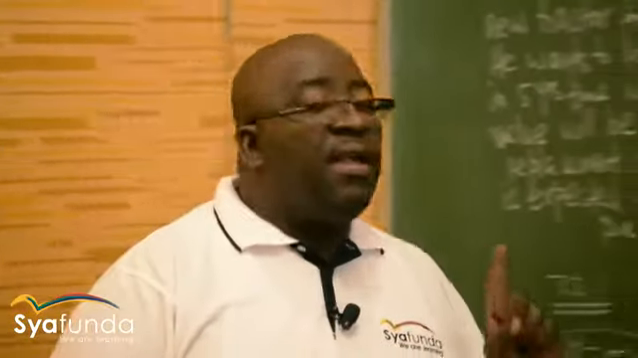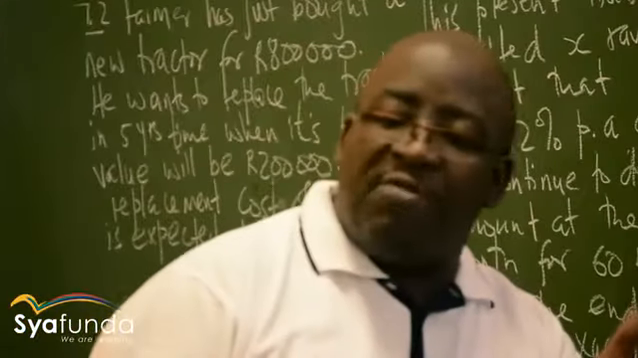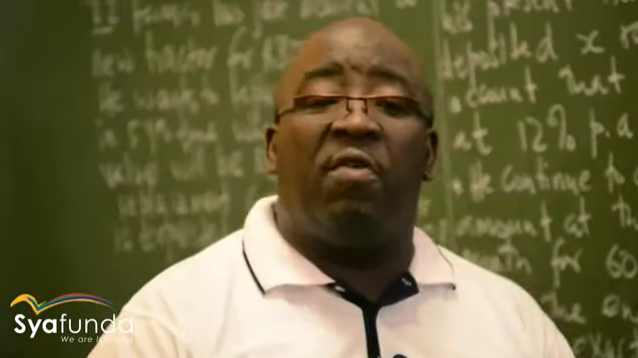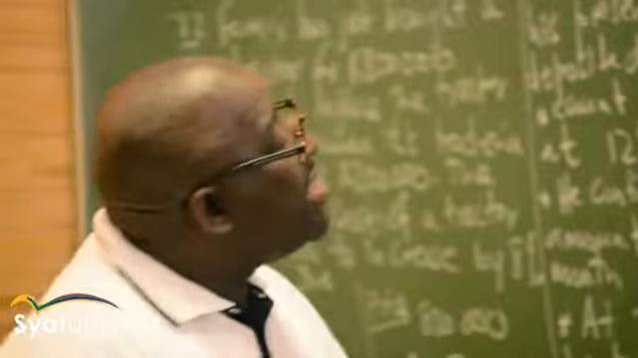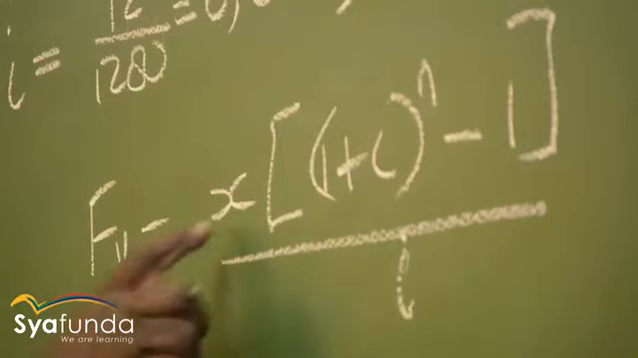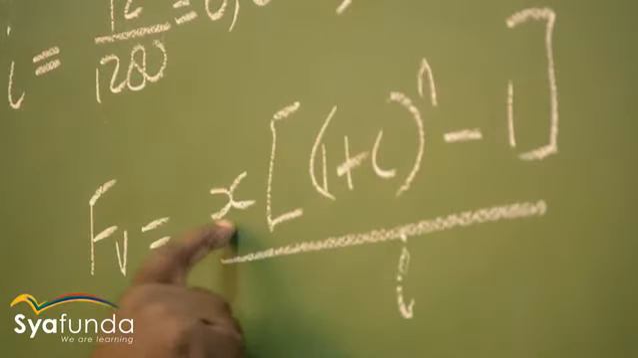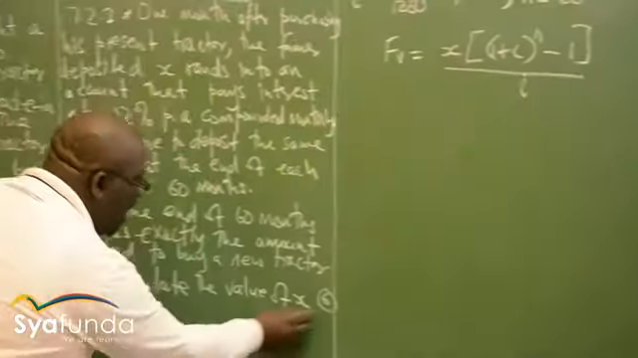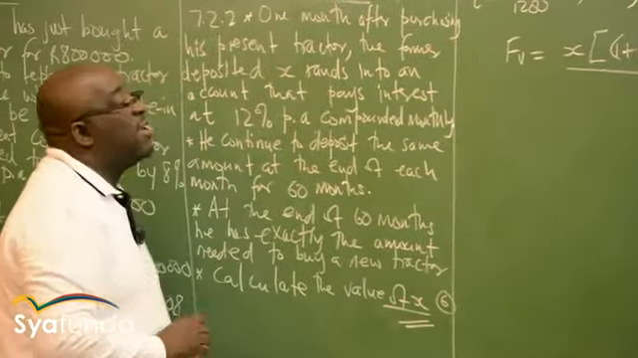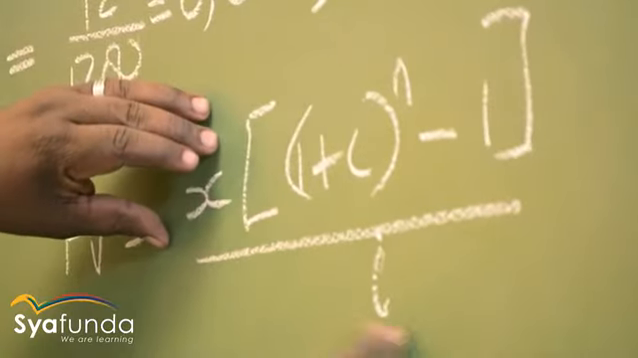Right. It is advisable that when we're looking for X, you just have to go and make the X the subject of your formula. Can we quickly do it here before we substitute? If we want to make X the subject, how can I get rid of everything here and only be left with X? Because the question here is looking for the value of X.